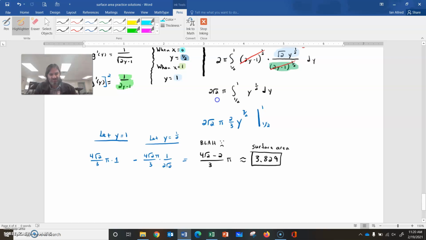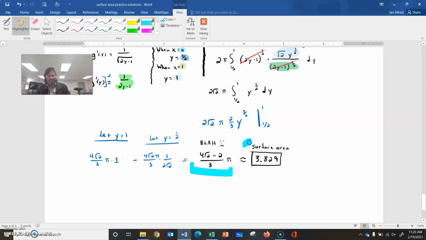In front it'll be 2 square roots of 2 pi, still integrated from 1/2 to 1 of y to the 1/2. So it's something very simple to integrate. Reverse the power rule. The integral we get is 2 square roots of 2 pi times 2/3 y to the 3/2. Now I haven't cleaned that up yet, but that'll be evaluated from 1/2 to 1. So I'm going to plug the 1 in, I'm going to plug in the 1/2, subtract. An exact answer I get here, possibly in some terms, 4 square roots of 2 minus 2 pi all over 3.